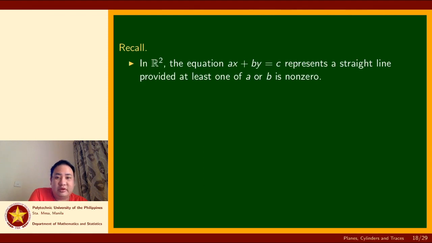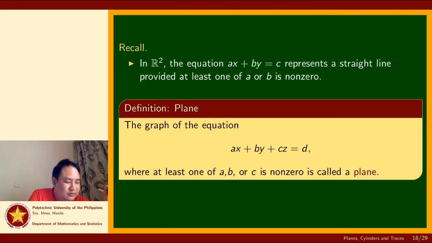Now let's talk about planes. Recall that in the space R2 or in the Cartesian plane, the equation ax plus by equals c represents a straight line provided that at least one of a or b is non-zero. The three-dimensional counterpart of straight lines in planes are planes in space. So naturally, the graph of the equation ax plus by plus cz equals d, where at least one of a, b, or c is non-zero, is called a plane.